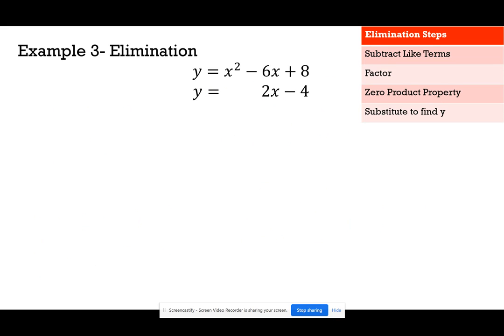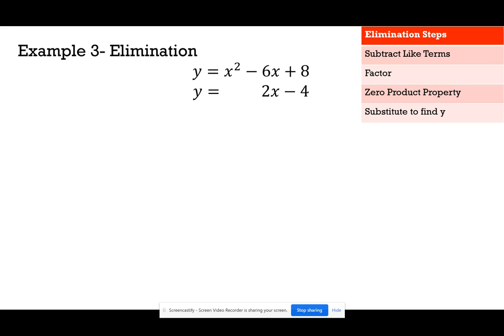Okay, so in example 3, this is the one from your textbook. This is elimination. So you notice mine is set up a little bit different. I spaced it out a little bit compared to what's in the textbook. And the reason is our very first step, if you look on the right, says subtract like terms. So I wanted my like terms to line up vertically. So if you're writing these on a piece of paper, you could also line them up vertically.